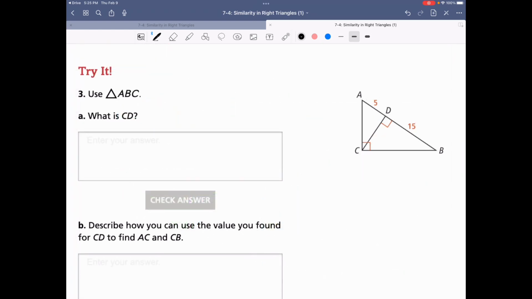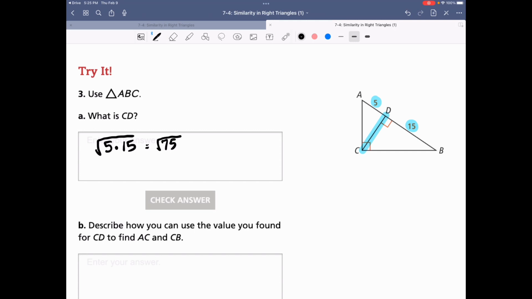On this next page, we have a triad problem. And we're asked what CD is. Now, the geometric mean says that we can take these two pieces that are cut by the altitude. If we multiply them together and take the square root, that'll give us the length of the altitude. So I will take 5 times 15 and take the square root. 5 times 15 is 75.